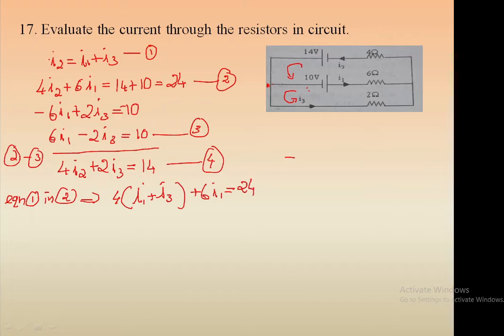So let us expand. 4i1 plus 4i3 plus 6i1 equals 24. That is 10i1 plus 4i3 equals 24. That is equation number 5.